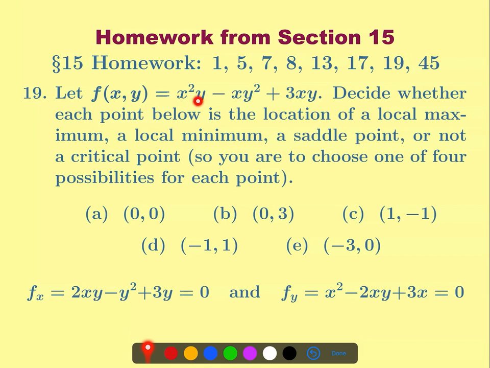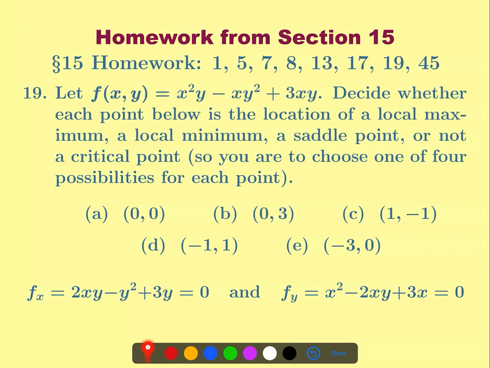So I took the derivative with respect to x. I'm going to get a 2xy minus a y squared plus a 3y, and I want to check to see if that's zero at each of the points. And then we take the derivative with respect to y, where we get an x squared, a minus 2xy, and a plus 3x. We want to see if that's zero at each of the points as well.